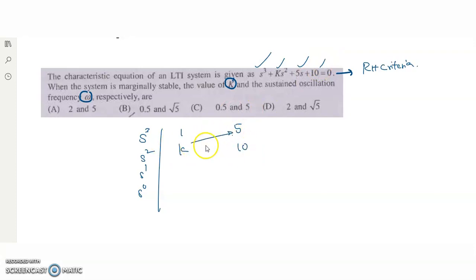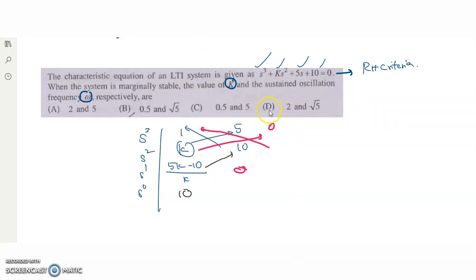Now 5 into K minus 10 into 1, so that is 5K minus 10 divided by K. In the same way, here nothing is there, so let's take 0, and nothing is there for the next one, so we can take 0 here. And in the same way, here you will get (5K minus 10 divided by K) into 10 minus 0 divided by (5K minus 10 divided by K), so here you will get 10. So this is how we get the array by following the Routh-Hurwitz criteria.